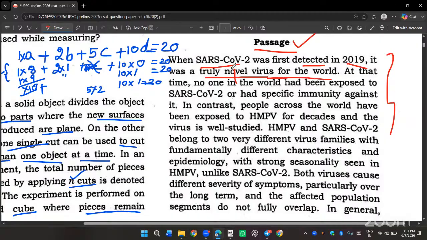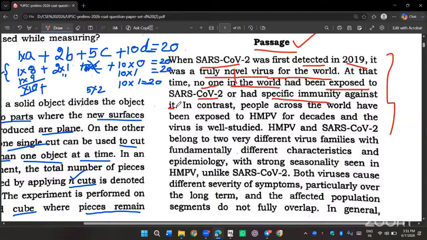But we have to accept the words of the author. You have to speak with the author. You have to scan the minds of the author to make an inference about this paragraph. Final inference. Next. At that time, no one in the world has been exposed to this virus or had specific immunity against this virus.